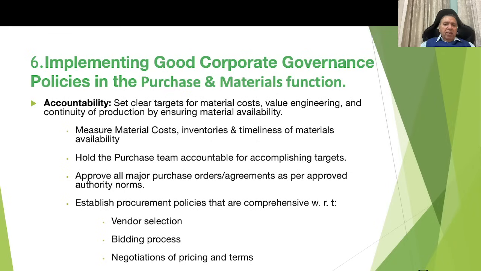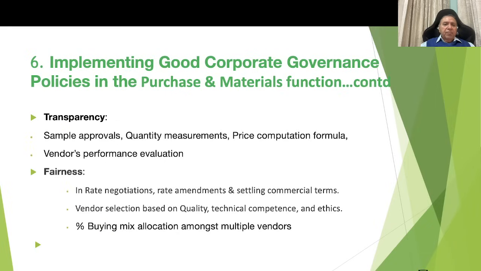Accountability. Set clear targets for material costs, value engineering, and continuity of production by ensuring material availability. Measure material costs, inventories, and timeliness of material availability. Hold the purchase team accountable for accomplishing the targets. Approving all major purchase orders and agreements as per the approved authority norms. Establishing procurement policies that are comprehensive with respect to vendor selection, bidding process, negotiation of pricing and terms, purchase orders and agreements, approval authority.